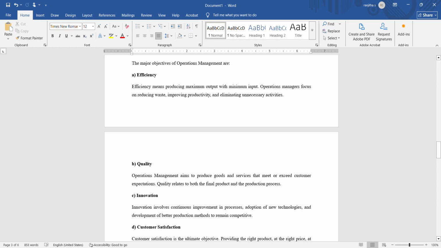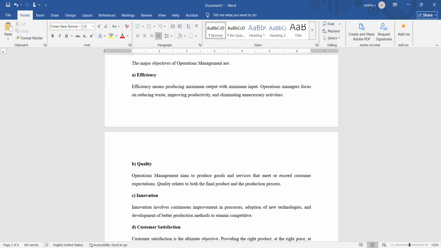Operations management aims to produce goods and services that meet or exceed customer expectations. Quality is not only about the final product but also about the process used to create it. Innovation is also a major objective of operations management. Organizations must continuously improve their processes, adopt new technologies, and develop better methods of production. Innovation helps organizations remain competitive in the market.